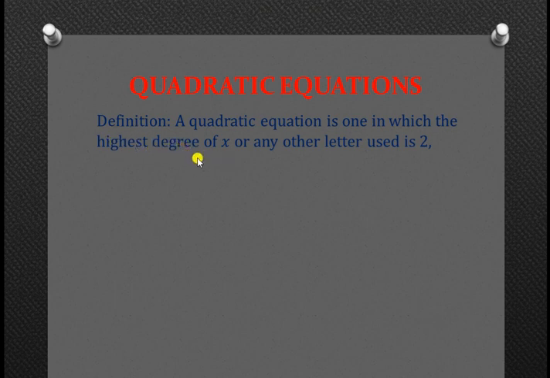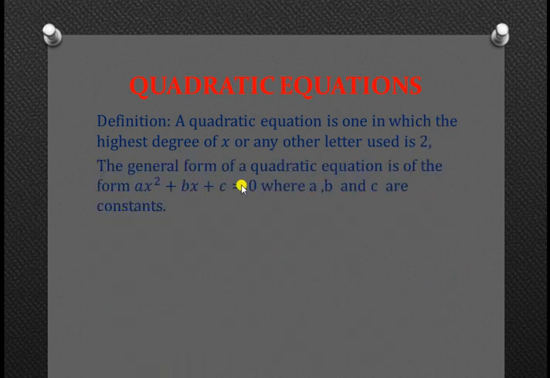So if you were to write a quadratic equation in terms of x, then a quadratic equation specifically will always have the highest power or the highest degree as 2. The general form of a quadratic equation is always given as ax squared plus bx plus c equals 0, where a, b, and c are constants.